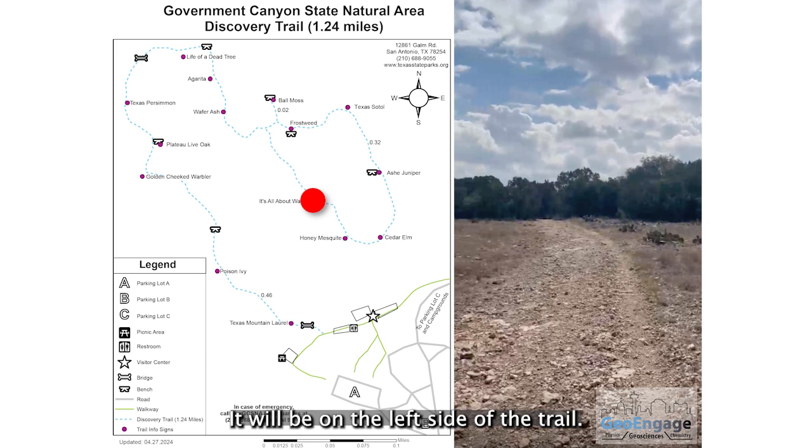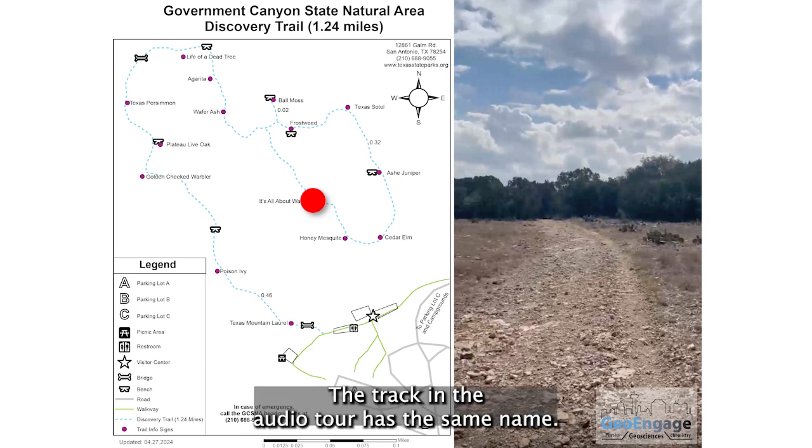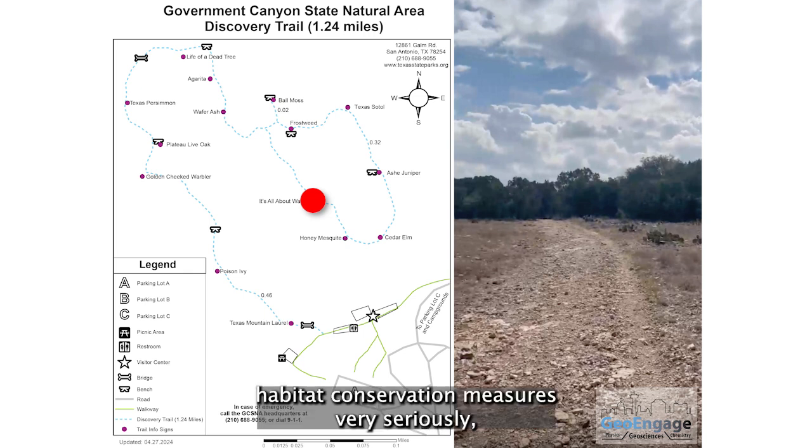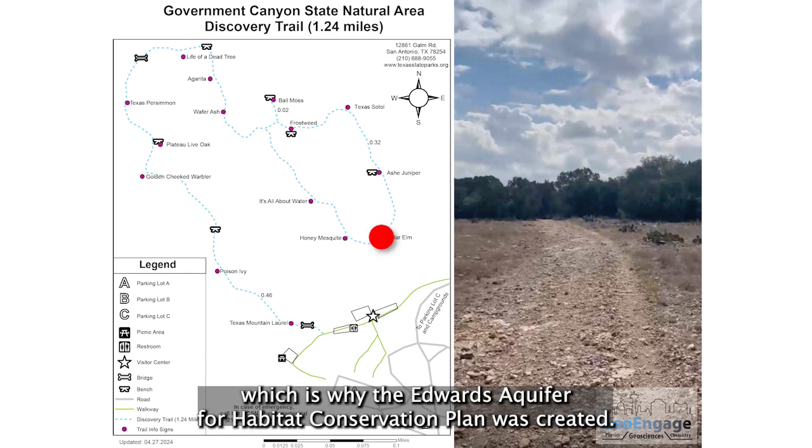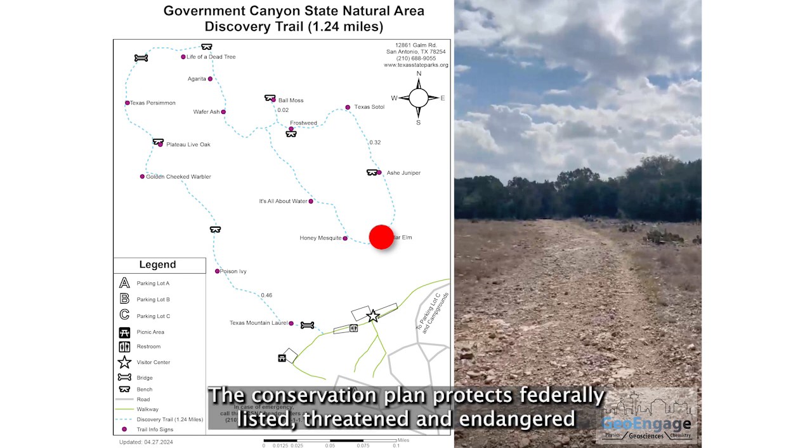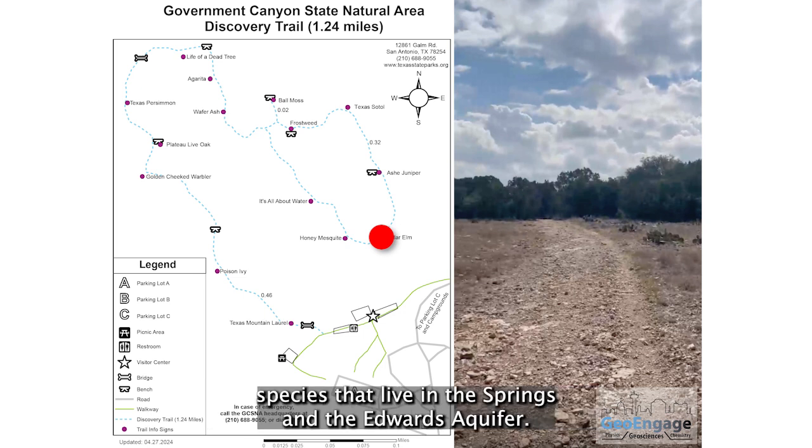It'll be on the left side of the trail. The track in the Audiotour has the same name. The EAA takes habitat conservation measures very seriously, which is why the Edwards Aquifer Habitat Conservation Plan was created. The conservation plan protects federally listed, threatened, and endangered species that live in the springs and the Edwards Aquifer.